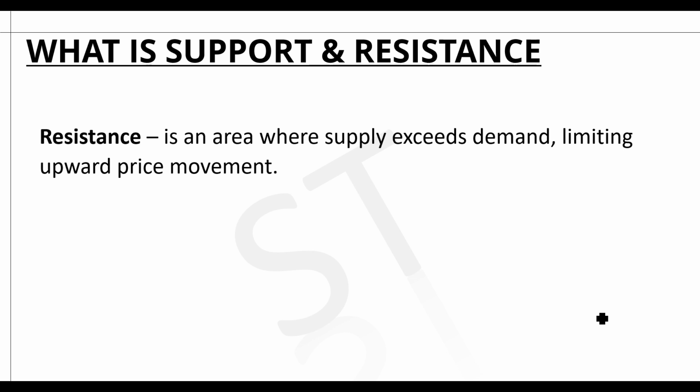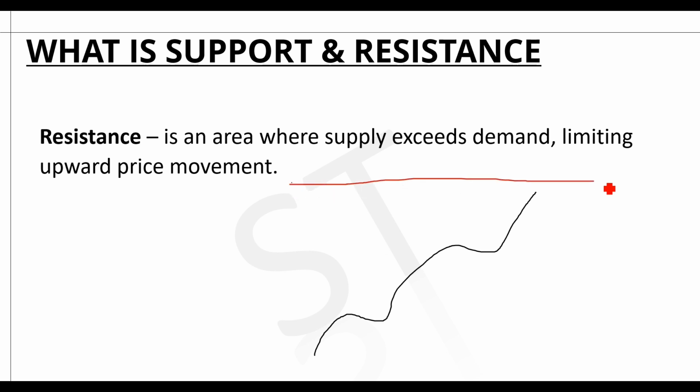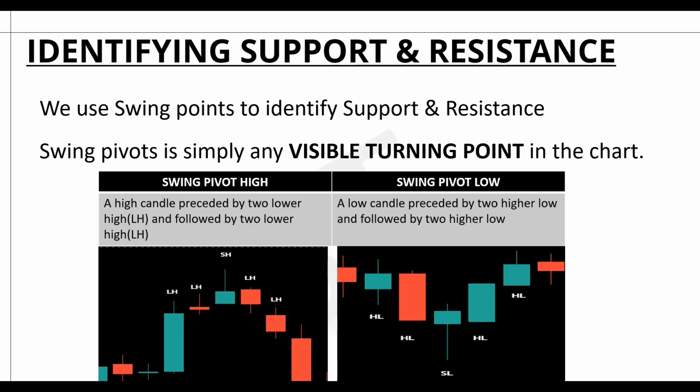Now resistance. Resistance is the area where supply exceeds demand, limiting upward price movement. For example, if the price is coming up, like in this path, we have a zone called a resistance. At this point, this zone will act as a resistance to further price movement in the upward direction. This is called resistance.